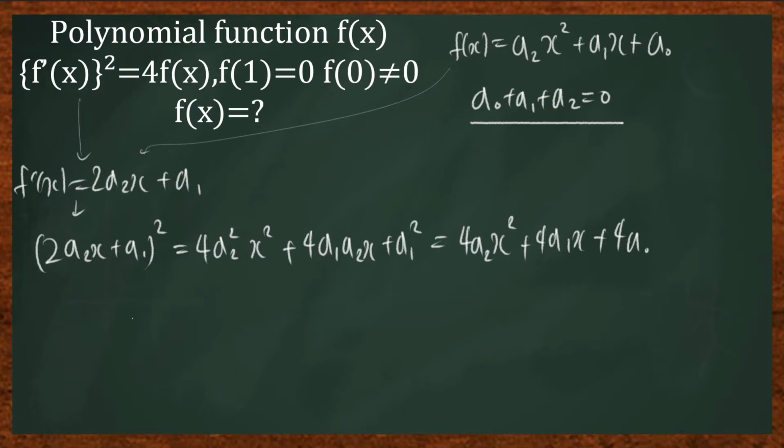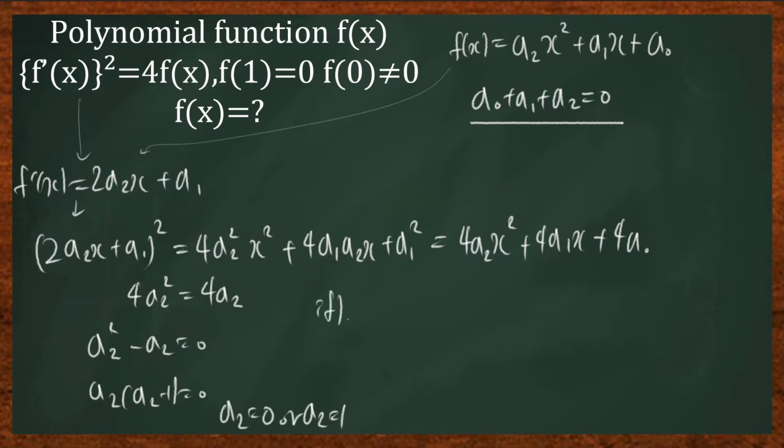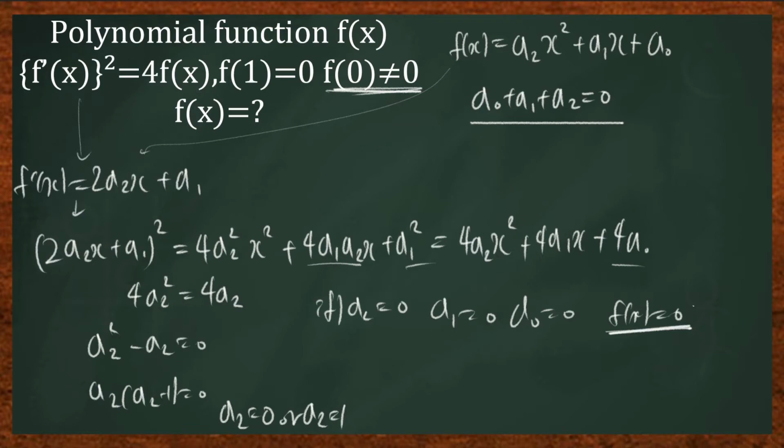Because this has to be true for all x, the coefficient of each degree has to be the same. So if we solve this, it will be 4a2 squared is equal to 4a2, which means a2 will be equal to 0 or 1. If a2 is equal to 0, this will be 0, which means a1 is 0, and if a1 is 0, a0 is 0. That means f(x) is equal to 0. But f(0) is not equal to 0, so this is not correct. Therefore, a2 is equal to 1.